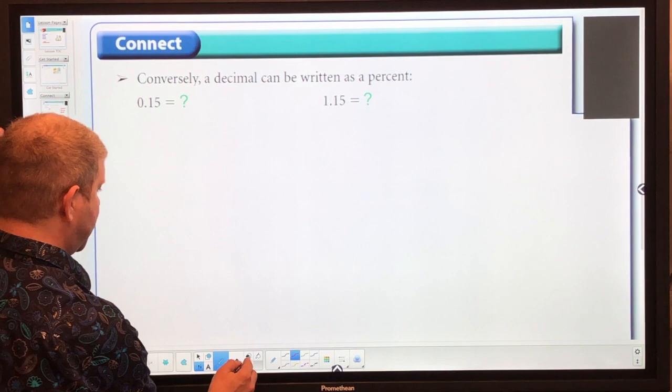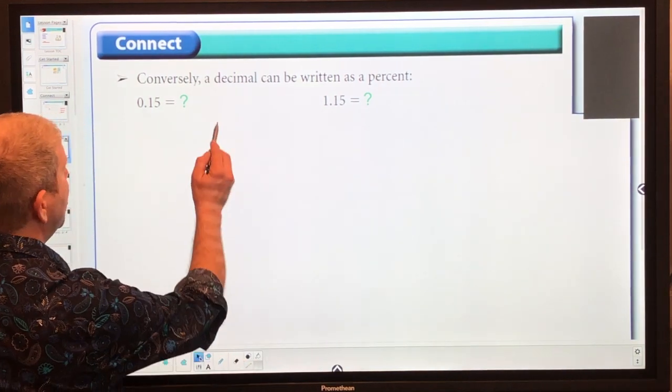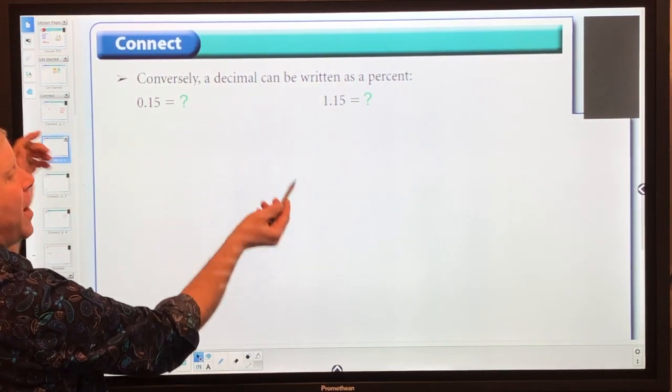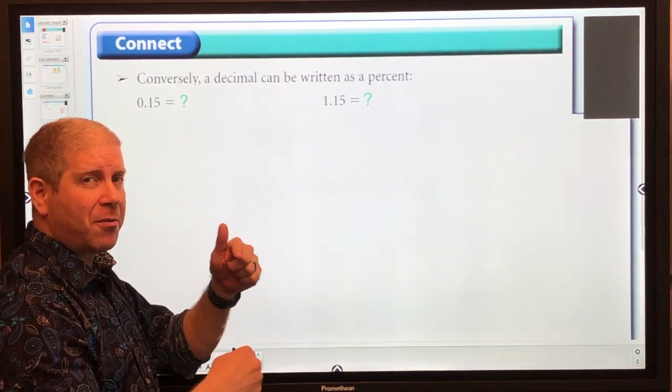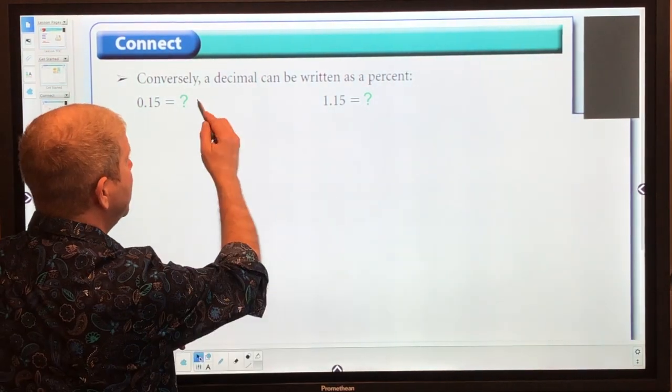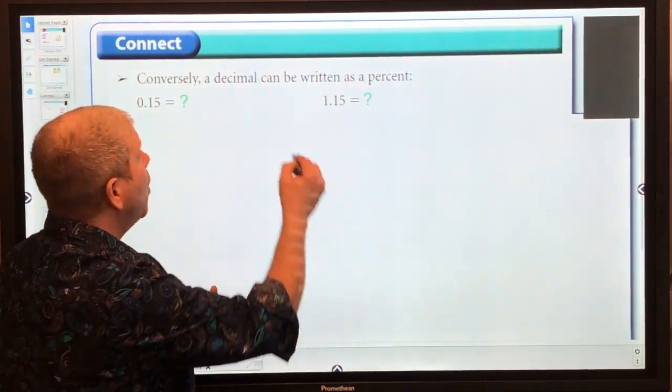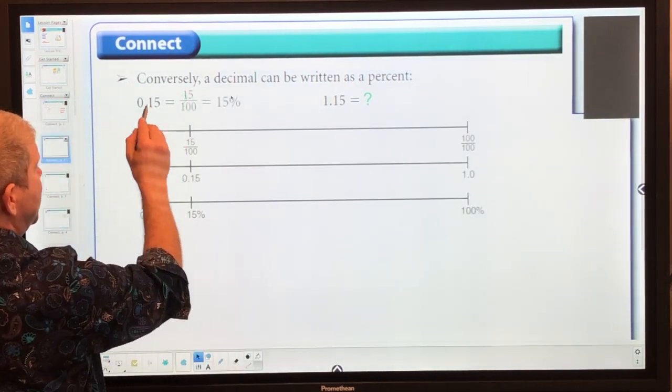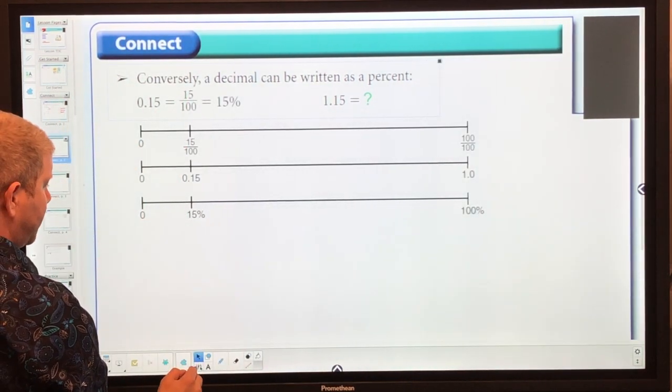Let's look at the next part here. So we can also turn around and go the other way. Instead of going from a fraction to a decimal, or a percent to a decimal, we can go from a decimal to a percent. So we started with 0.5 here.